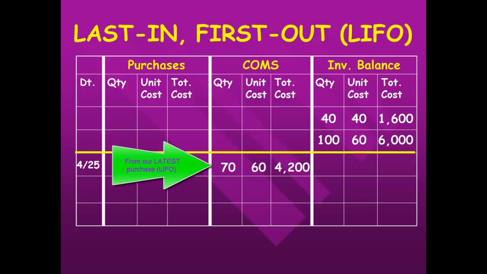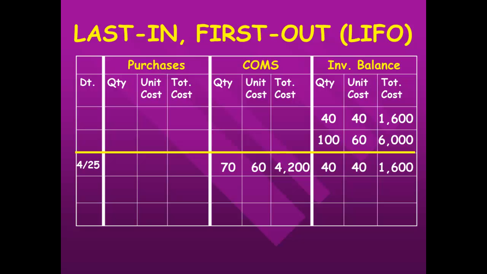What do I have left? Well, how about my 40 at 40? All of those are left. And I had 100 at 60. I sold 70 of them. How many of those are left? 30 then. That's 60.